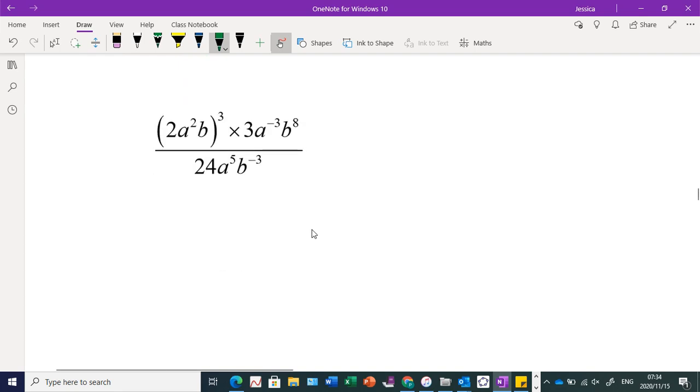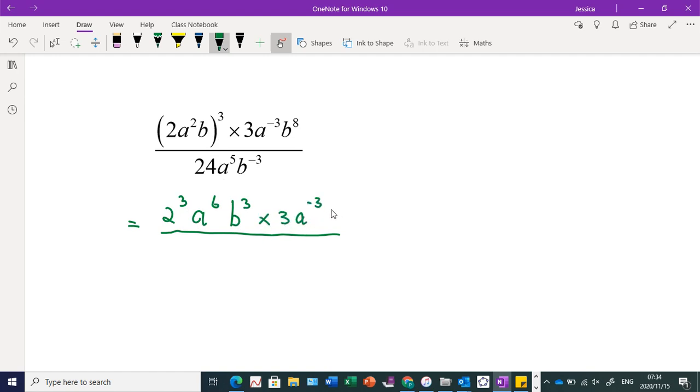Now this one really just requires that we use our rules to simplify this. And if we end up with negative exponents, we must change them into positive exponents. So let's take a look. The first thing is that all 3 things in the bracket need to get this power of 3. So the 2 gets cubed, the a squared gets cubed, and remember when a power gets raised to a power, the powers multiply, it becomes a to the 6. The b gets cubed. Then we've got times 3a to the negative 3b to the 8. And then on the denominator, let's just leave that as it is for now. That's going to be 24a to the 5, b to the minus 3.